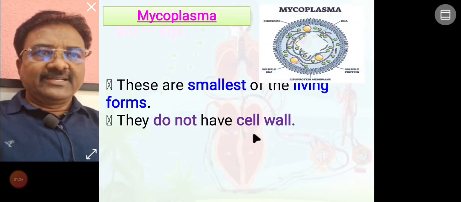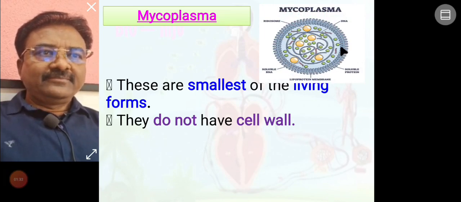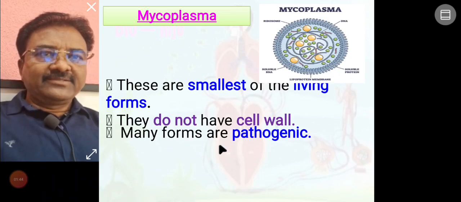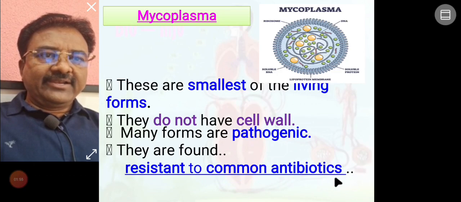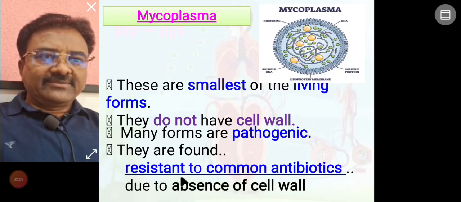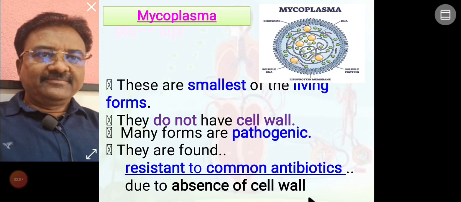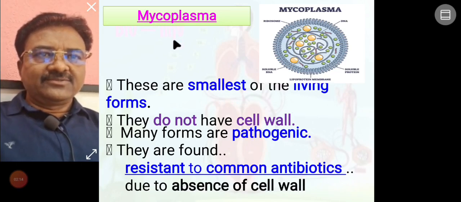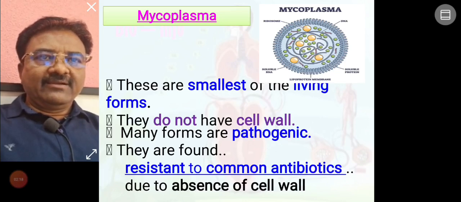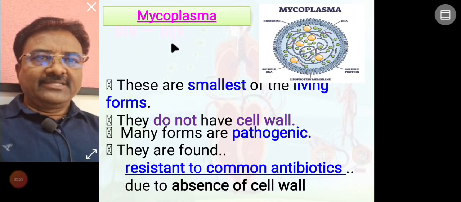Seen here is a diagrammatic representation of mycoplasma. In the diagram, no cell wall is seen, so they do not have cell walls. Many forms of mycoplasma are pathogenic, and they are found resistant to common antibiotics. Mycoplasma are resistant to common antibiotics because of the absence of a cell wall. Here we noted all the different characteristic features of mycoplasma, and mycoplasma is also a type of eubacteria. Up to here, we have completed today's lecture.